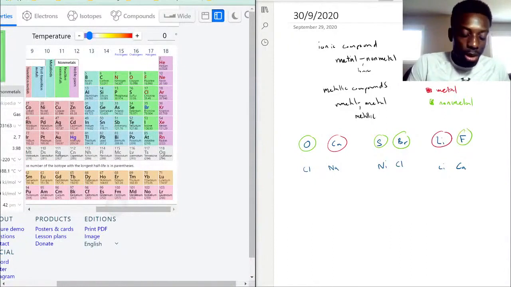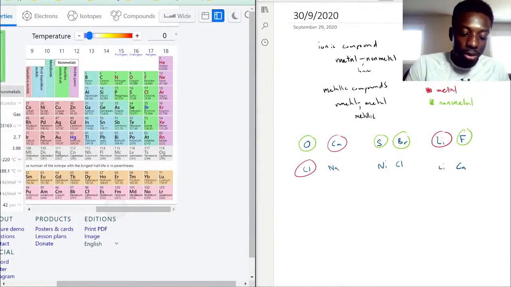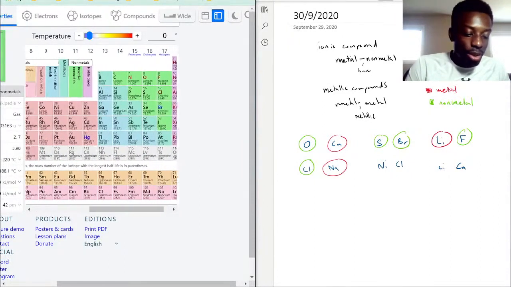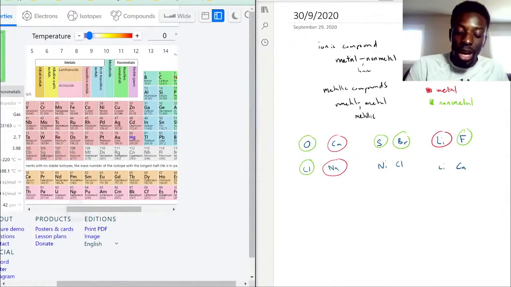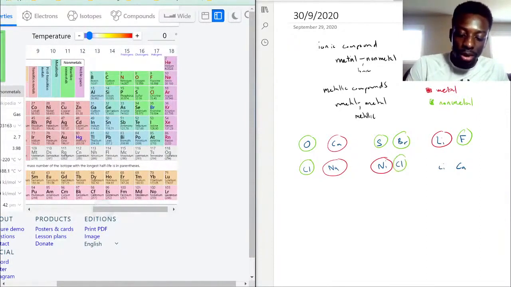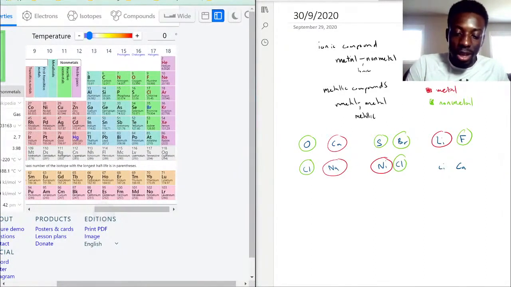Chlorine is a non-metal. Really gotta fix those colors. And sodium is a metal. Nickel is a transition metal, which still counts as a metal. And chlorine, again, we've seen it before, non-metal. Lithium and calcium, we've seen lithium, we've seen calcium, so these are both metals.